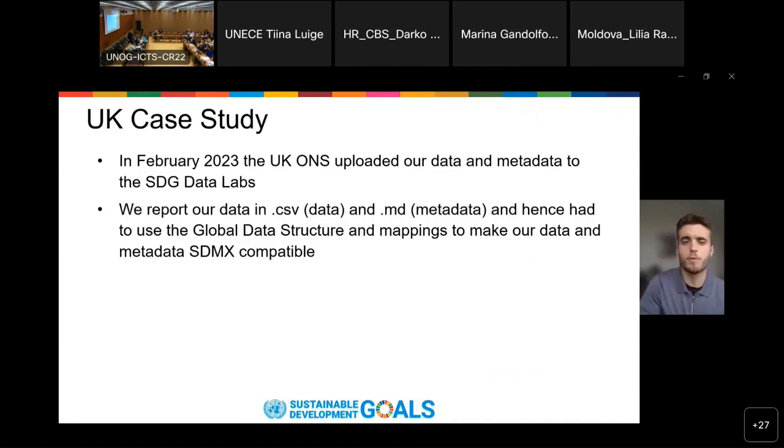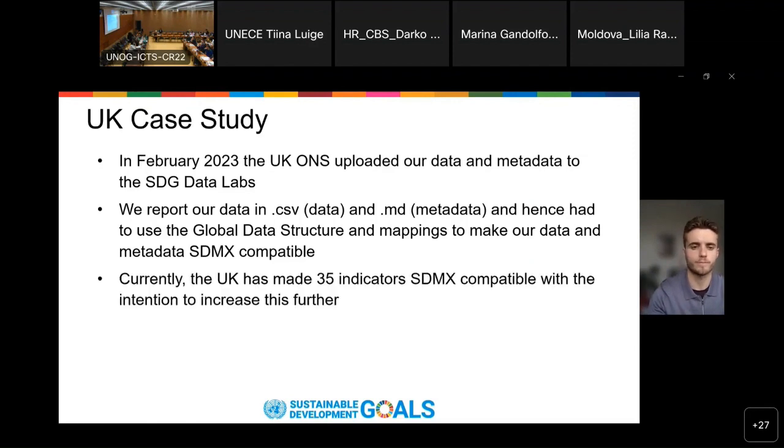Now, in the UK, we report our SDG data typically in CSV and Markdown. So CSV for the data, Markdown for the metadata. And as such, using the Data Lab did present some challenges. We had to map our data to the global DSD, and so our mappings ultimately made our data SDMX compatible. However, this was not a straightforward process. Thankfully, we use OpenSDG in the UK, which helps streamline this somewhat.